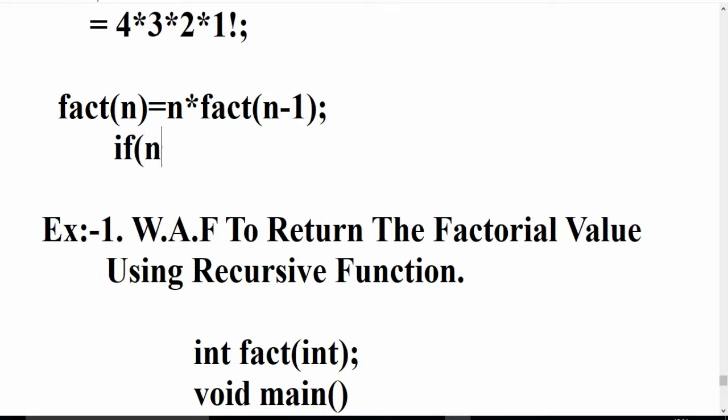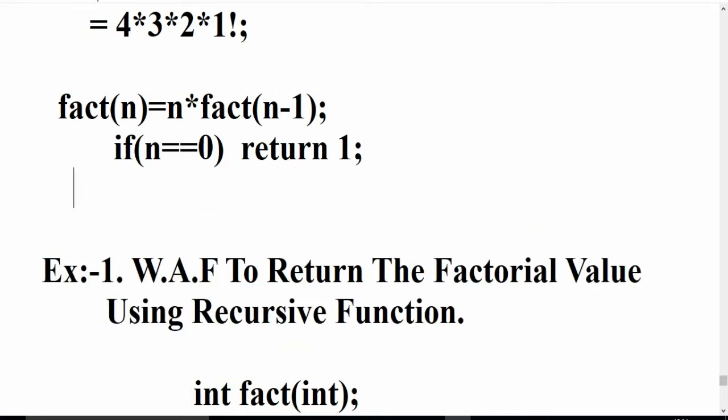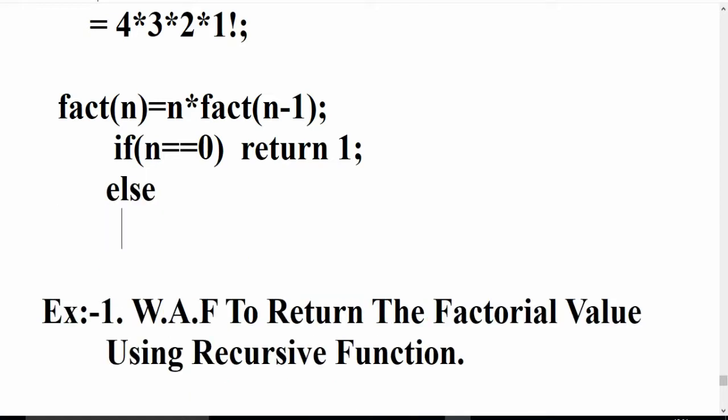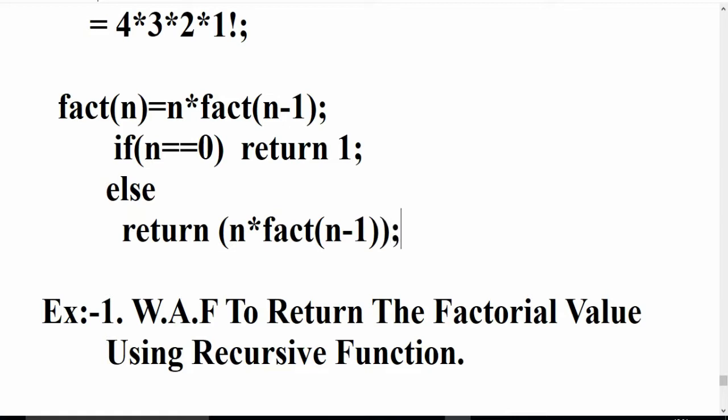If n is equivalent to 0, then it has to return factorial 0. What is factorial 0? It is 1. Otherwise, that is the else part. What is in the else? It is return n into fact of n minus 1. So n into fact of n minus 1. This is our factorial function writing mechanism using recursive functions.